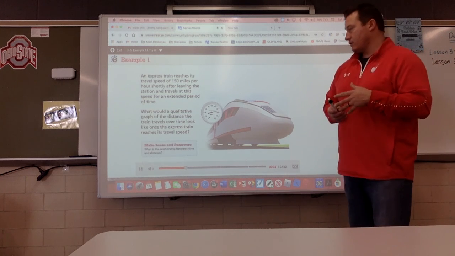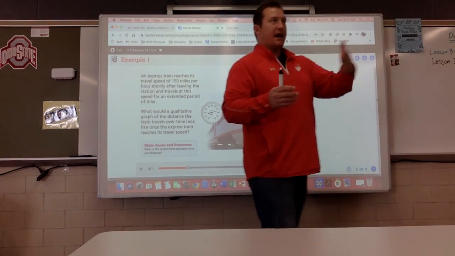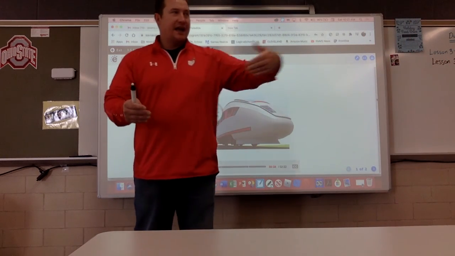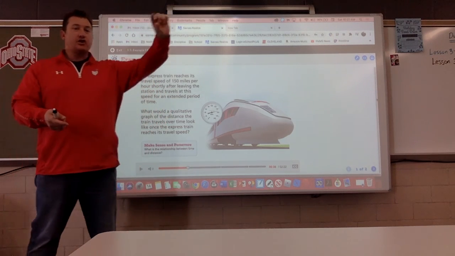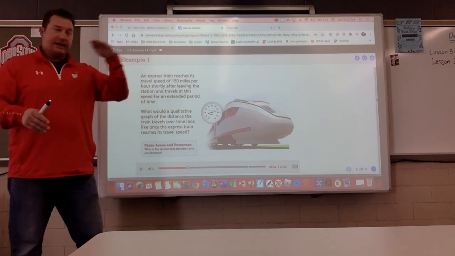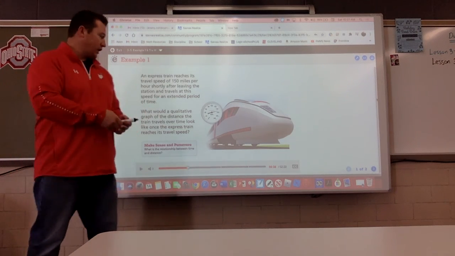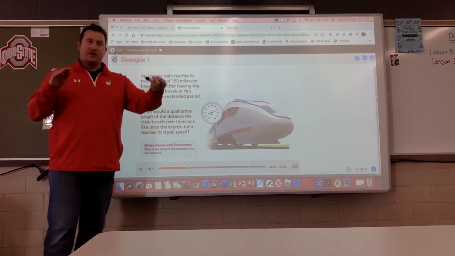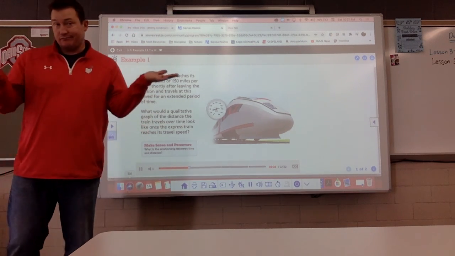So what is the relationship between time and distance? Think about that. As time increases, the train starts moving. As time increases, what's happening to its speed? Well, it's increasing until it hits that speed, where it doesn't need to go any faster. Here's the speed we're going to go. So as time increases, I think the speed of the train will be increasing.